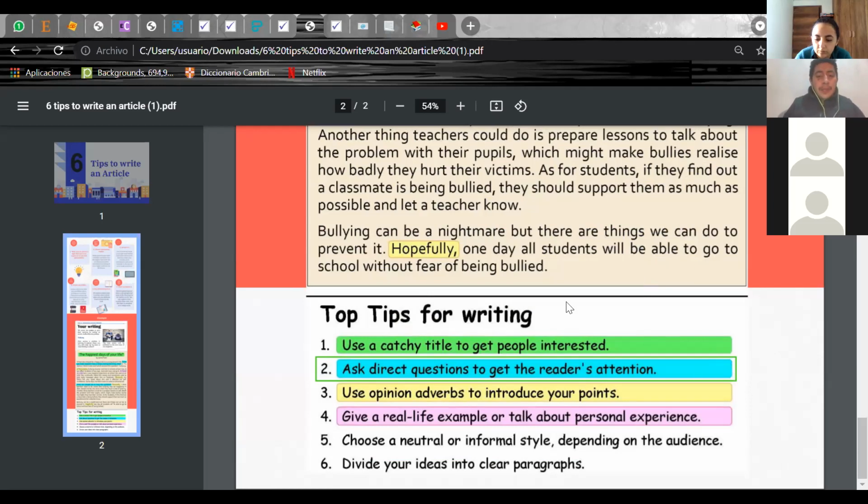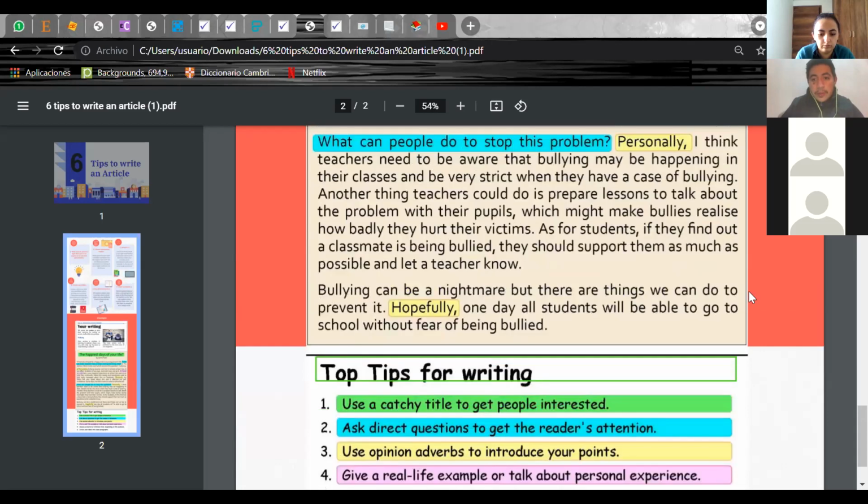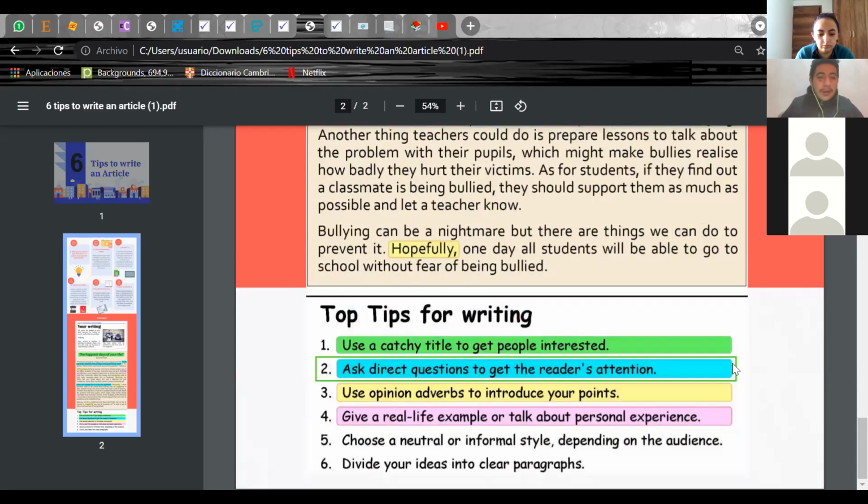So maybe if you have to write an article, try to formulate a direct question related with the topic, and then connect maybe with some other idea. Because for a reader it is something catchy, to see a question that could help the reader to feel more comfortable or more entertained in your reading. So that's for calling the reader's attention. That is really useful, guys.